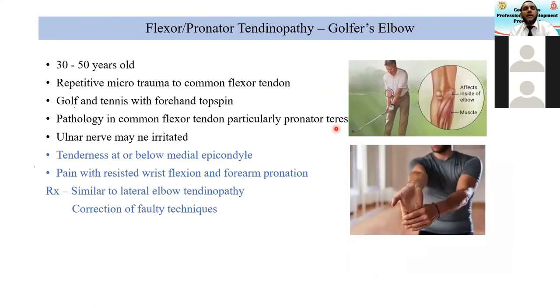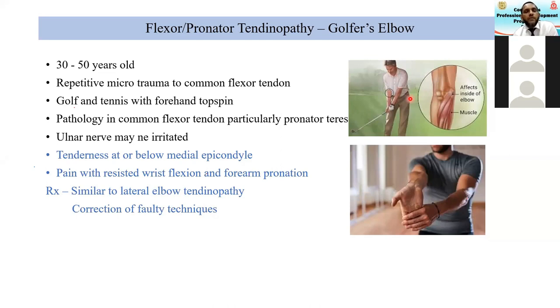The other condition is golfer's elbow, which is a flexor or pronator tendinopathy, usually in people about 30 to 50 years old. This is due to repetitive microtrauma of the common flexor tendons, commonly the pronator teres. The main sport is golf. If you look at the golf swing, the pain is in the inner aspect of the elbow. Even tennis with the forehand or topspin, a similar mechanism can cause this condition.